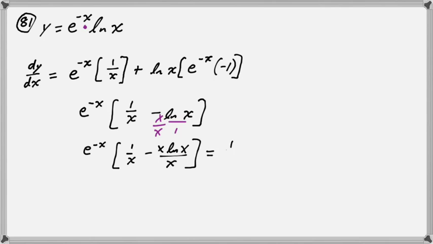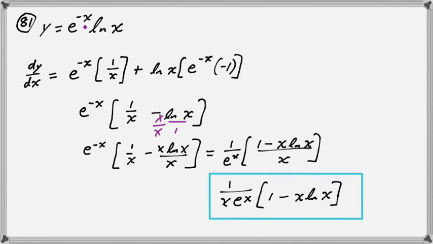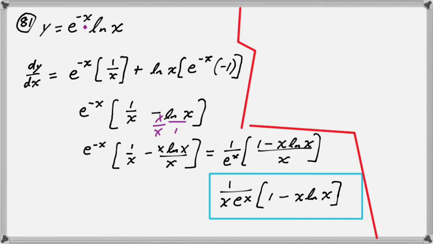So e to the negative x, I don't really like negative exponents, so I'm going to move it. The answer might be written like this. They might even factor out the 1 over x and leave it like this. Again, on a multiple choice test, that's half the challenge, to be able to match the form that they leave their answer in.